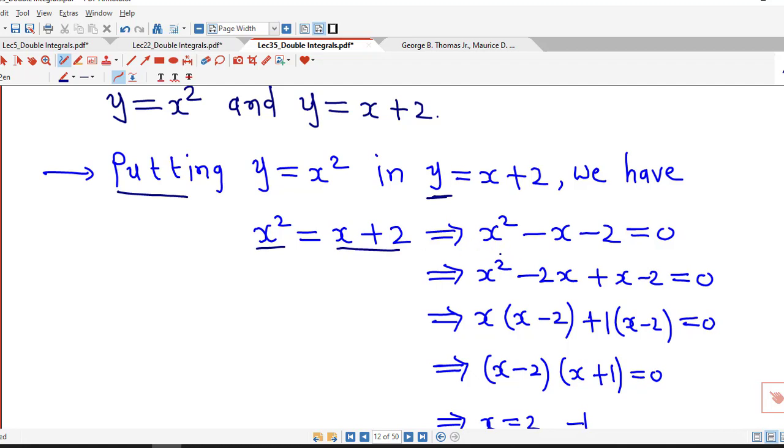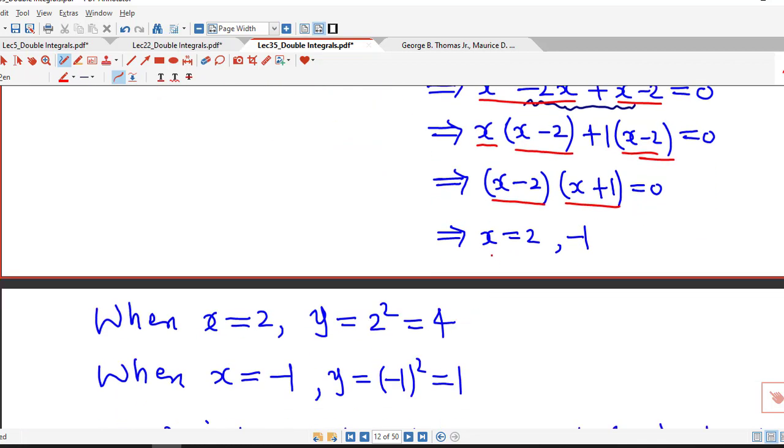This implies x square minus x minus 2 equal to 0. Now this minus x can be rewritten as minus 2x plus x. And now from these two terms we can take x common. So we have x into x minus 2, and this we rewrite as 1 into x minus 2, and we have x minus 2 common. So in the bracket we have x plus 1. Therefore x equal to 2 and minus 1, and we find the value of y by putting x equal to 2 and minus 1 in y equal to x square.